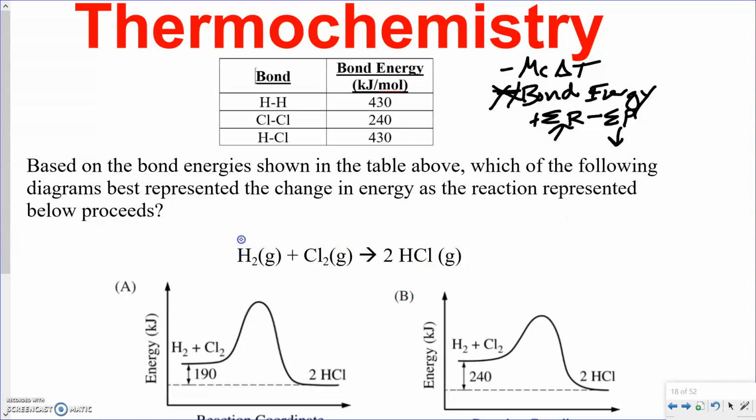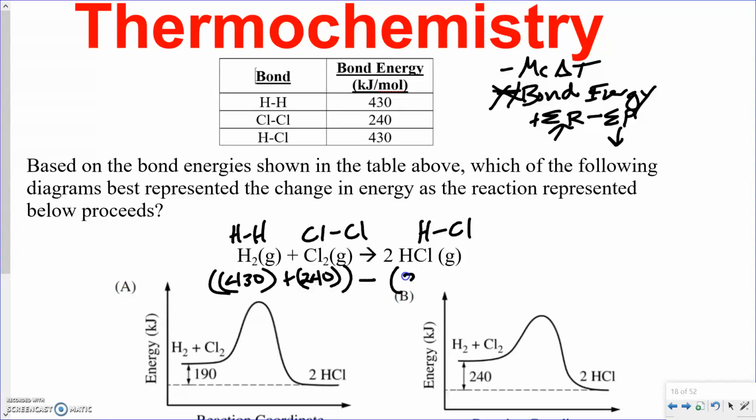So first thing we want to do is use our bond energy and draw the Lewis dot structure. So hydrogen is single bonded. Chlorine is also single bonded, with 6 lone pairs around it, 3 sets of lone pairs. And then HCl is also single bonded. Okay, so from here, we want to add our reactants together, and it is already nice and balanced for us. So we end up with hydrogen being 430 plus chlorine being 240. Okay, and that is the sum of our reactants minus the sum of our products, which will be 2 times 430.